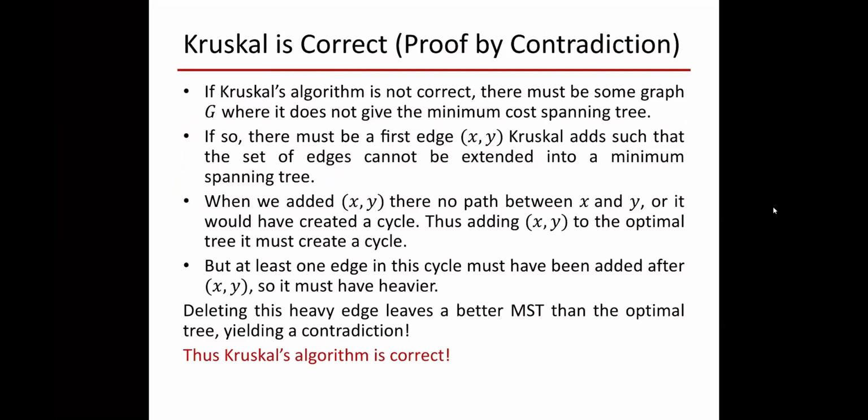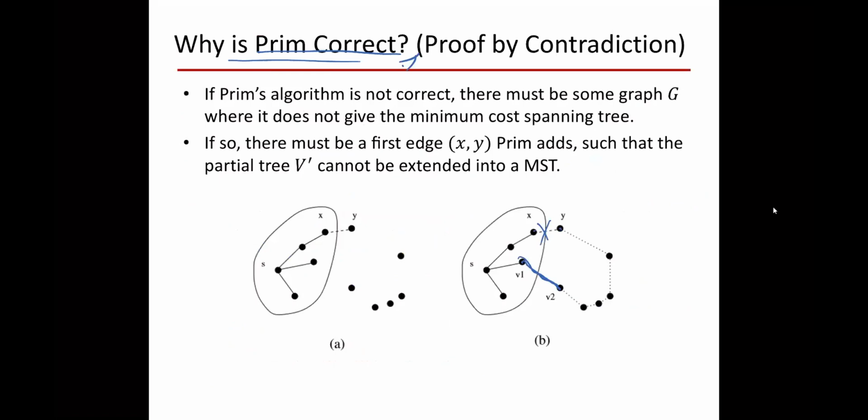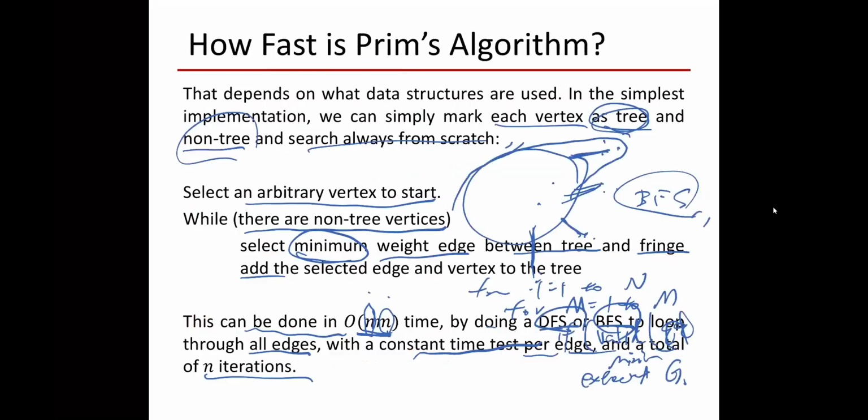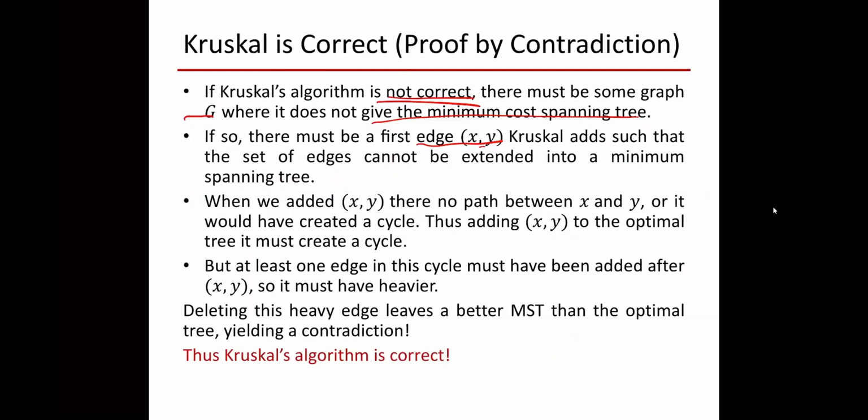If Kruskal's algorithm is not correct, there must be a graph G where it does not give the minimum spanning tree. Okay, it's the same thing. Take the same example that we used here. Remember this. Suppose there is an edge XY such that the set of edges cannot be extended into a minimum spanning tree. What do you mean? Then when we add X and Y, there's no path between X and Y, or it creates a cycle. That doesn't make sense. Therefore, it is proving by contradiction.